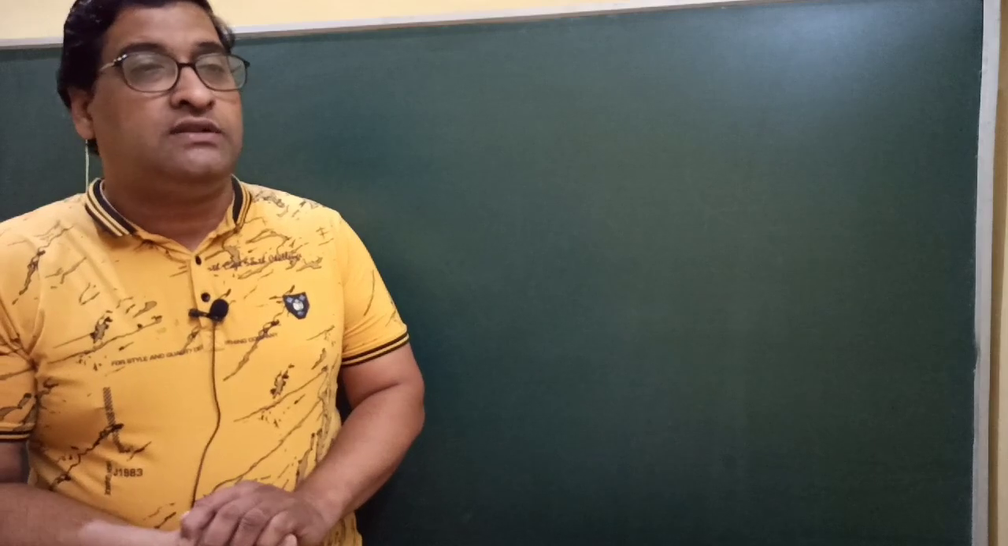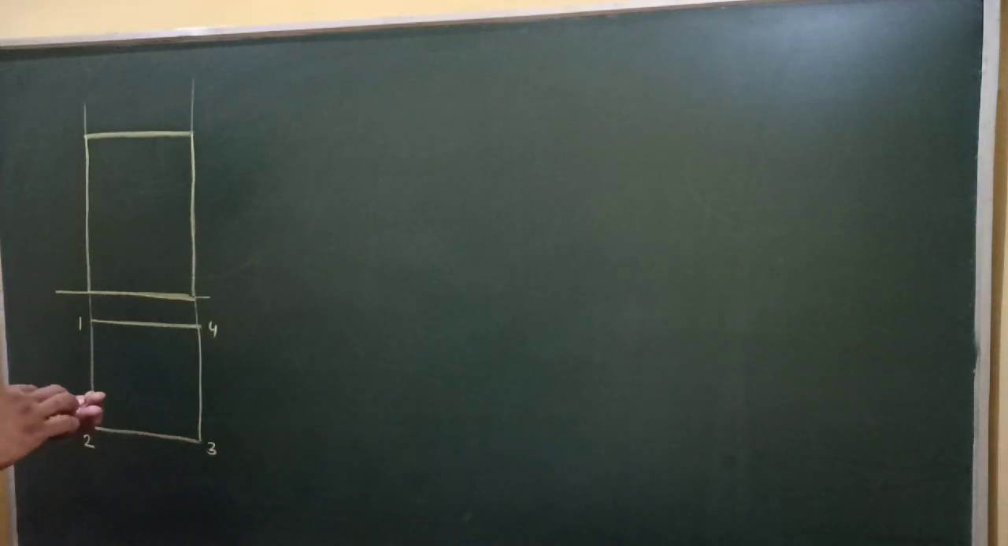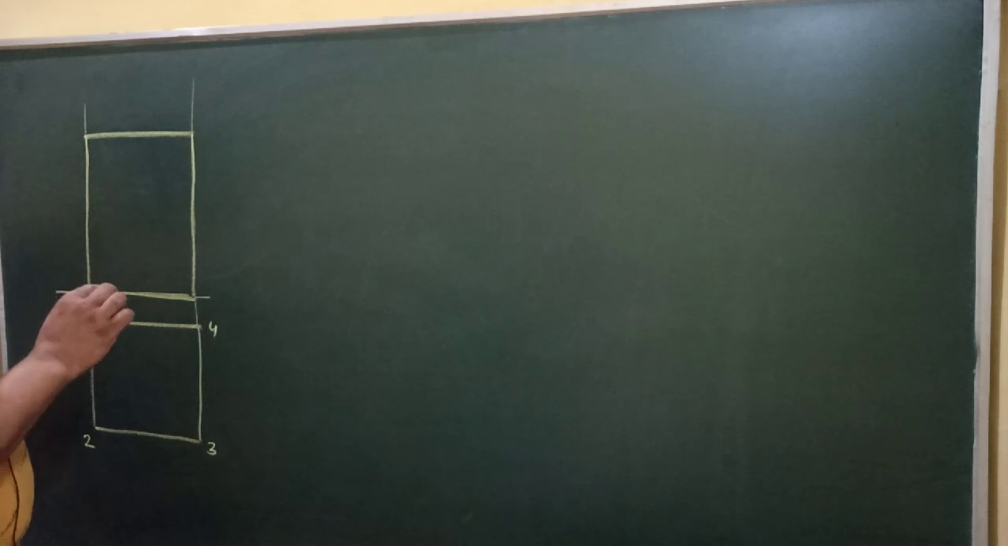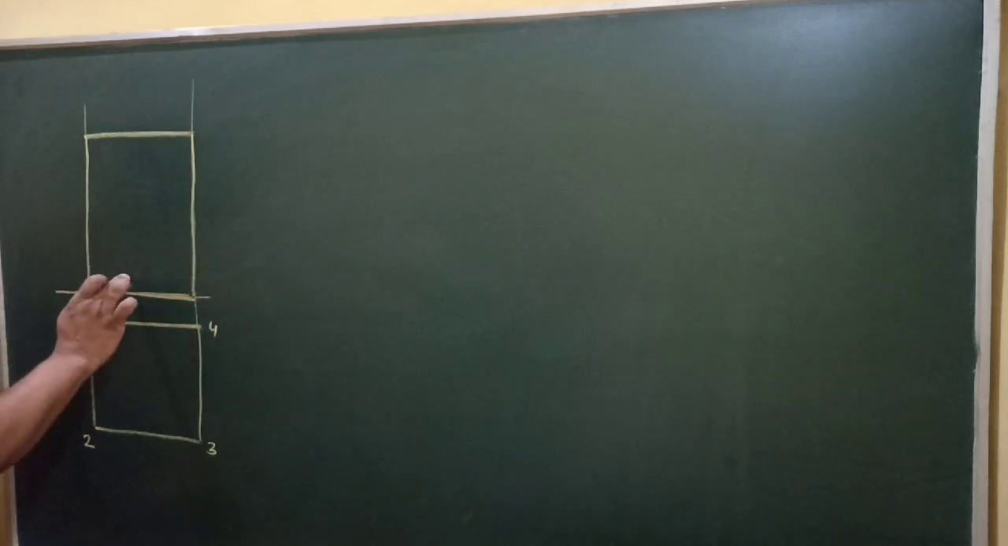So let us start with prism. Let us consider that we are having a square prism like this in the simple position, and we have to draw the isometric projection or isometric view of this prism.